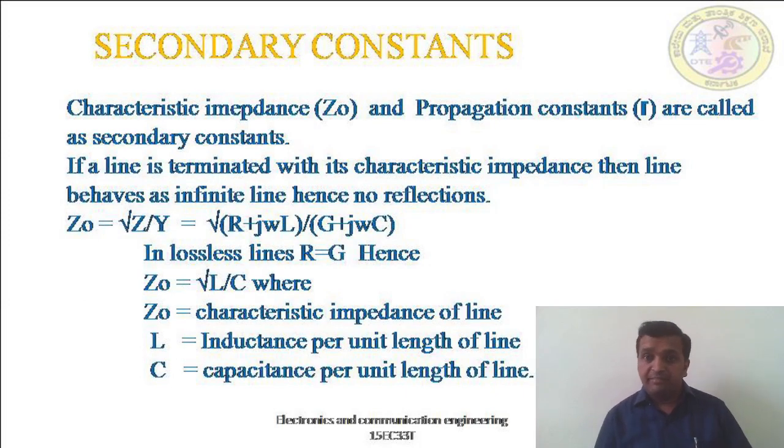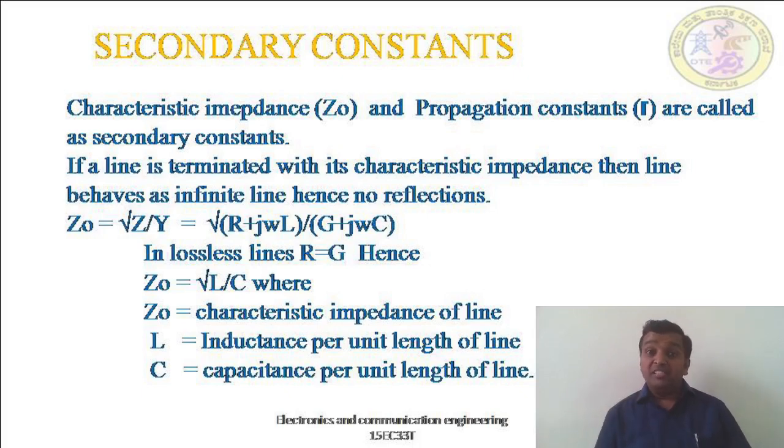In the previous slide I went through the primary constants, namely R, L, G, C, which are distributed throughout the transmission line. In this particular slide, I'm going through the secondary constants. There are two things. One is characteristic impedance denoted by Z0 and the other is propagation constant denoted by gamma; these are called secondary constants. I repeat once again: characteristic impedance denoted by Z0 and propagation constant denoted by gamma are called secondary constants.